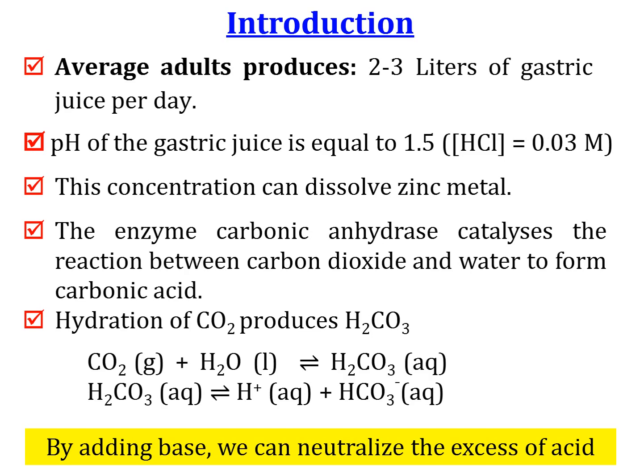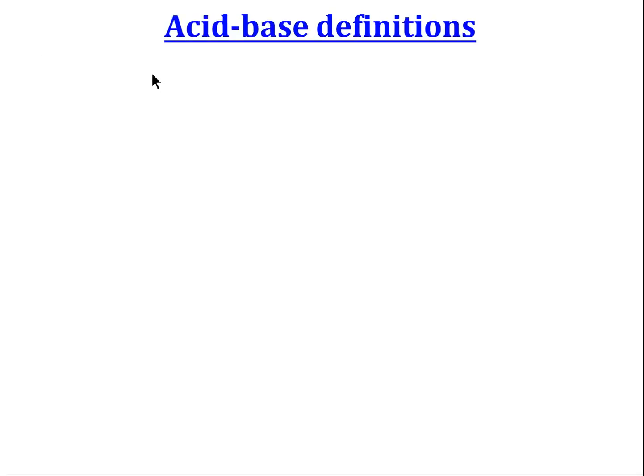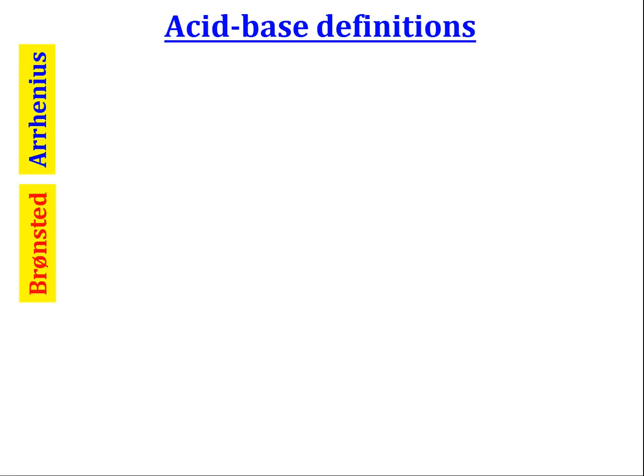So if we have, for example, an excess production of acid, we can take an external base, for example, a medicinal drug like Malox, so we can neutralize the excess of the acid. We have two definitions of acids and bases: the definition of Arrhenius and that of Bronsted.